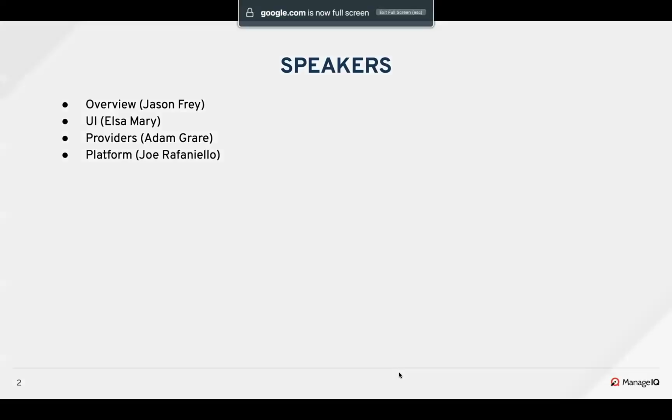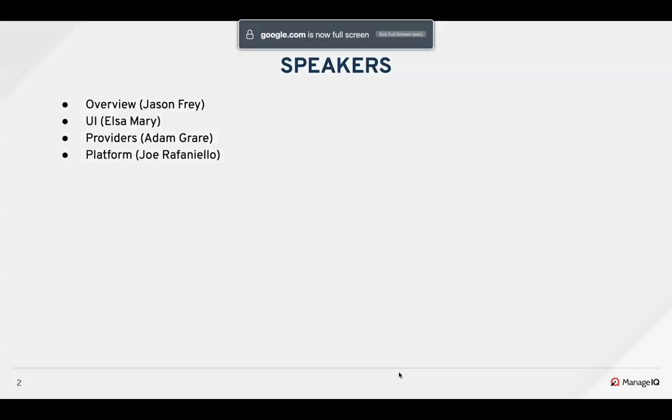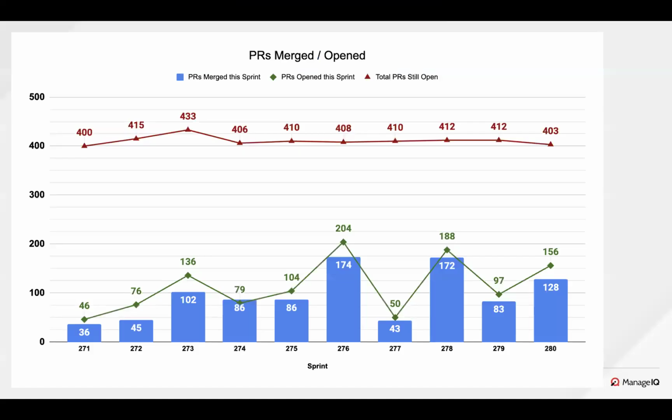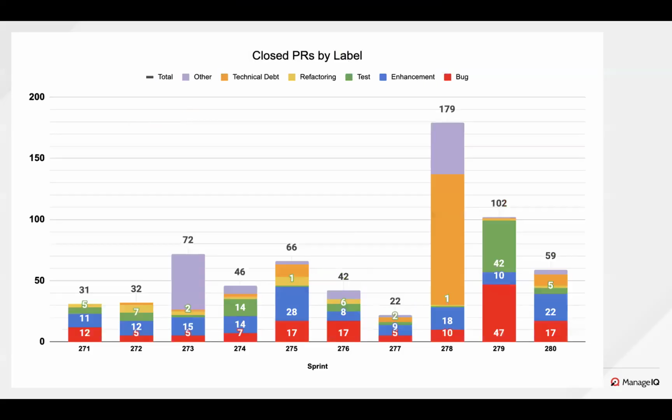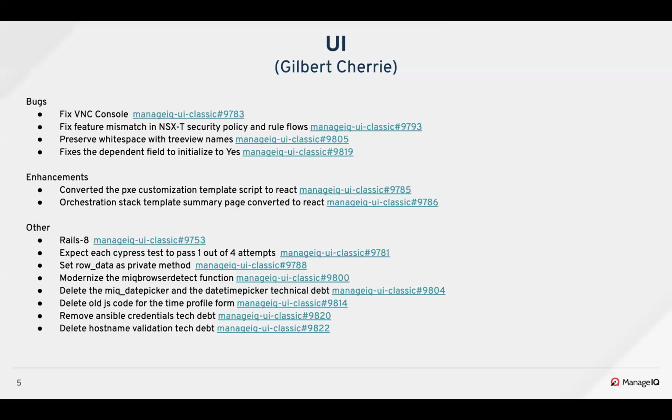Let's get started. I'll start with the overview. Actually, Gilbert on the UI, Adam on providers, and Joe on the platform. This sprint, we had 128 PRs merged. And of the closed PRs, an even split between enhancements and bugs. And over to Gilbert on the UI.